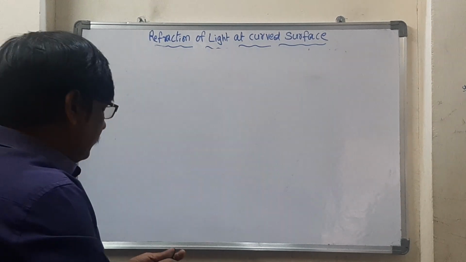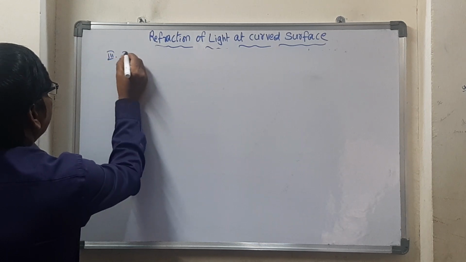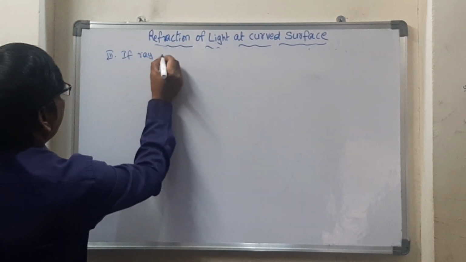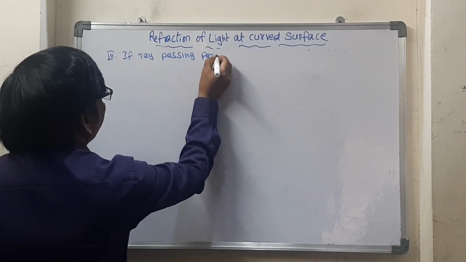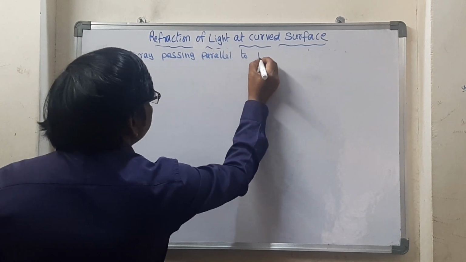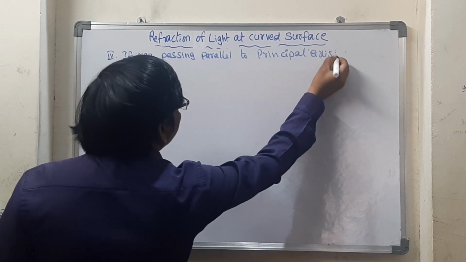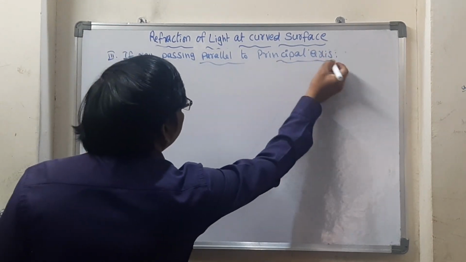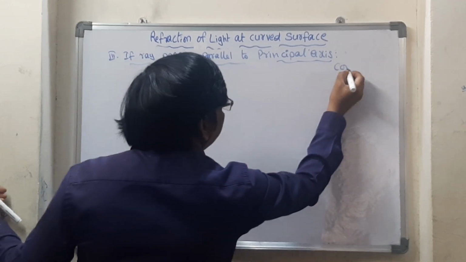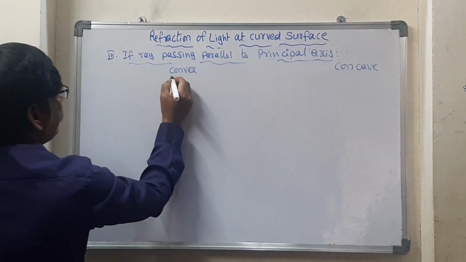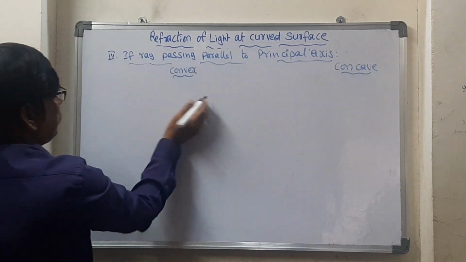And the next case is, if the ray is passing parallel to the principal axis. Both we can use. Passing parallel to the principal axis: this side you will take a convex lens, and this side now let us take a concave lens. Okay, if the ray is passing parallel to the principal axis, what do we have to do?